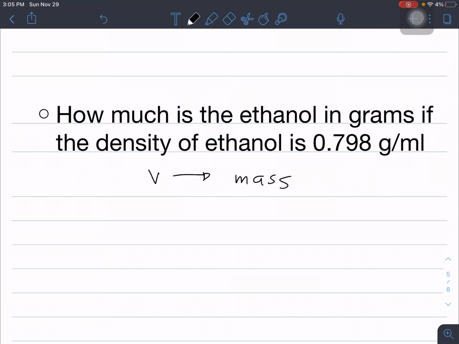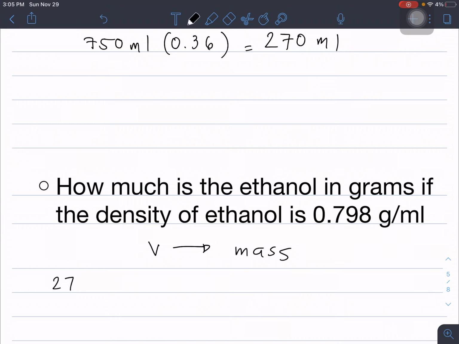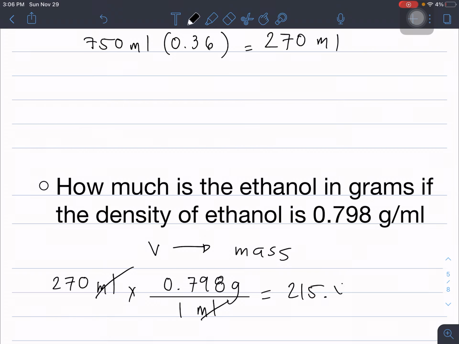Okay, so with this we will be needing the density. The volume is 270 ml of ethanol multiplied by the density. The density is 0.798 grams in every 1 ml. This is the correct, appropriate placement of units. So we could cancel ml here and we'll leave grams as the unit. So this is 215.46 grams.